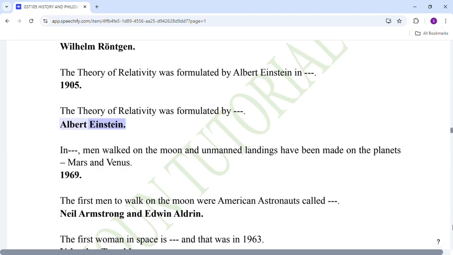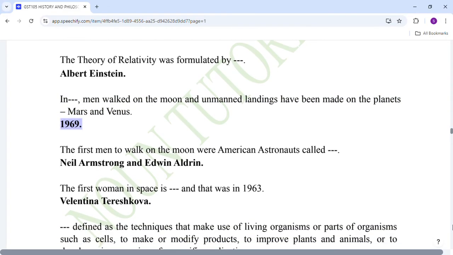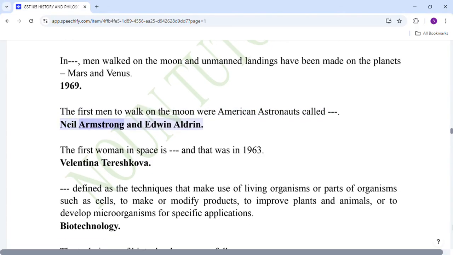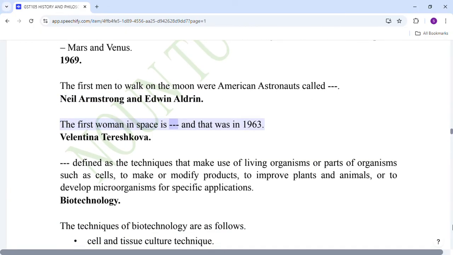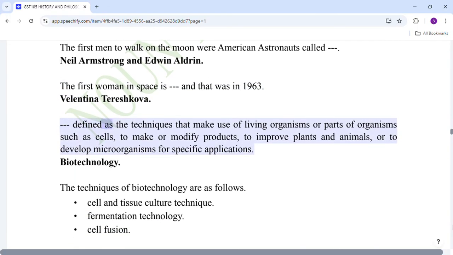Men walked on the moon in 1969, and unmanned landings have been made on the planets Mars and Venus. The first men to walk on the moon were American astronauts called Neil Armstrong and Edwin Aldrin. The first woman in space was Valentina Tereshkova, and that was in 1963.